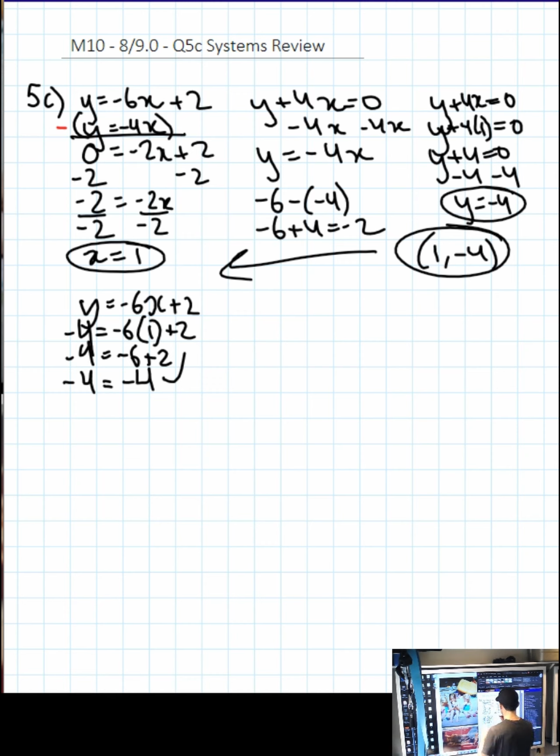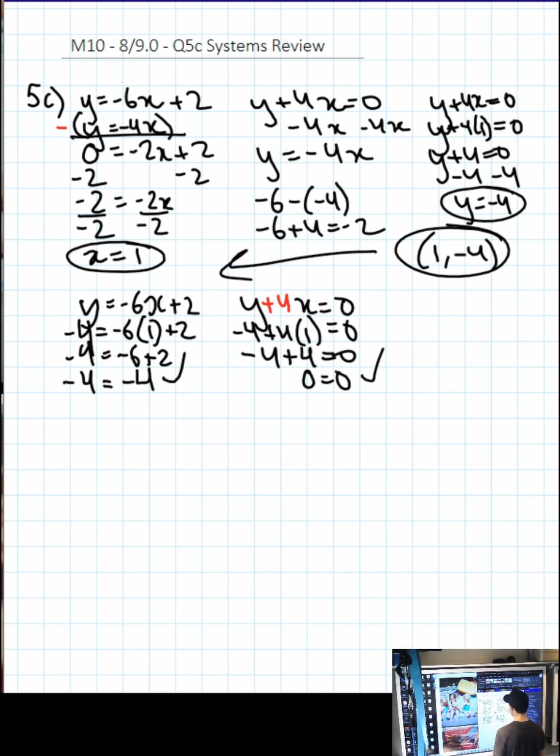Okay, let's take the equation on the right. Y plus 4x equals 0 from above. Taking the y value of negative 4 plus, open bracket, the x value of 1 equals 0. Negative 4 plus 4 times 1 is 4 equals 0. Negative 4 plus 4 is 0. 0 equals 0. Check mark. We know it's on that line. We know it's on both lines. We know it's absolutely the intersection between the two lines by solving by elimination and checking your answer by substitution.